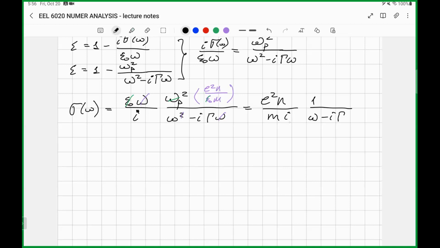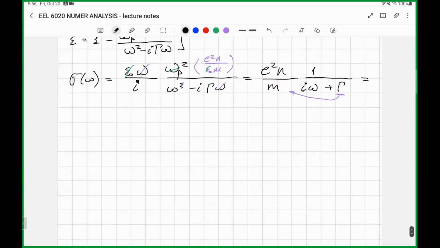I can multiply this imaginary unit by omega and minus i gamma, right? So I get plus here and imaginary unit here. Let me take this gamma out. It's going to be e squared N over m gamma, and here I have left 1 over 1 plus i omega.